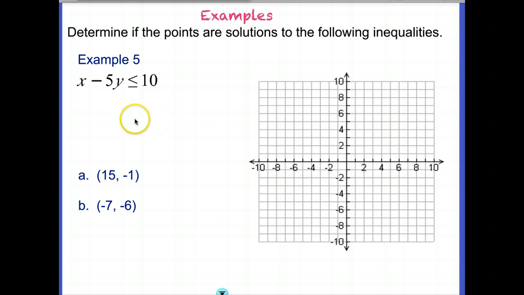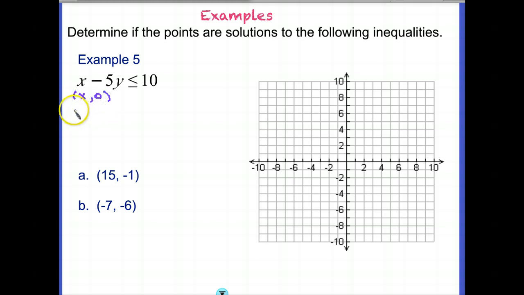Okay, in example 5, this problem is not written in slope-intercept form, but we're going to go ahead and graph it using x and y intercepts. We'll get a little practice doing that. And then we'll figure out where to shade based on whether these points are solutions or not solutions. So let's figure out our x-intercept first. And remember that for the x-intercept, we plug in a 0 for y.